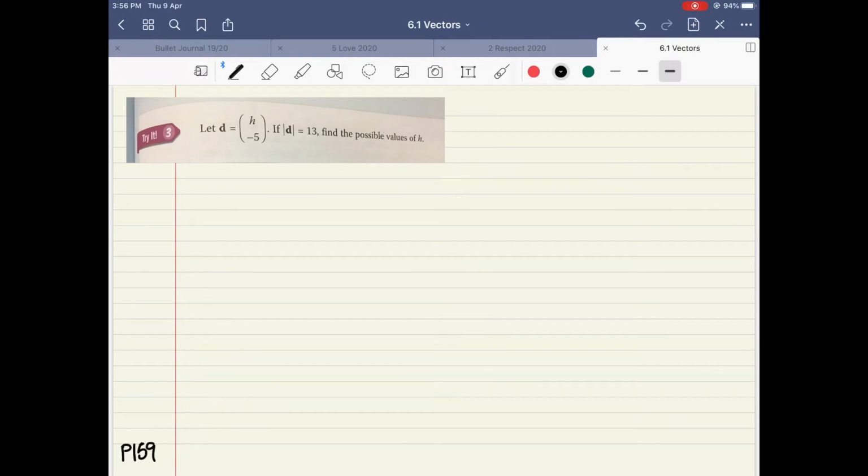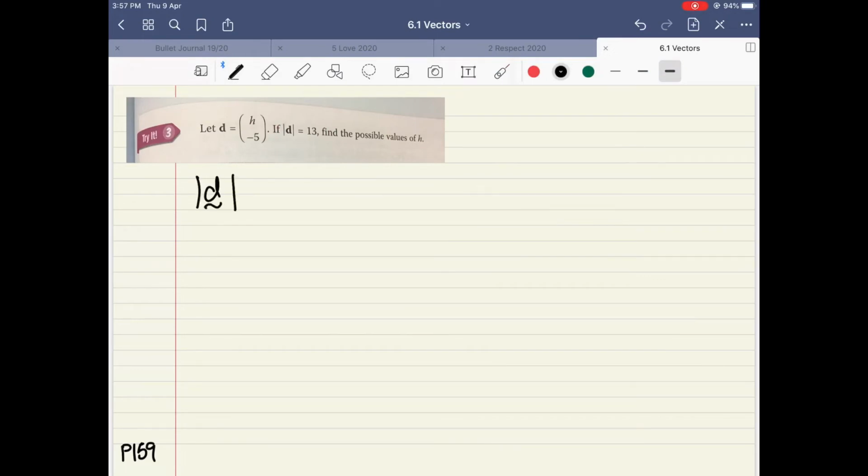Alright, I'm now on page 159. I'm looking at try it 3. Okay, so D is H negative 5. The vector D is H and negative 5. If the magnitude of vector D is 13, find the possible values of H. So just let me write it down. So the first part that I'm going to do is this. I'm going to translate this into an equation.